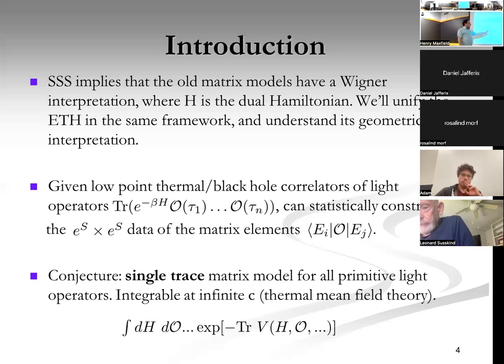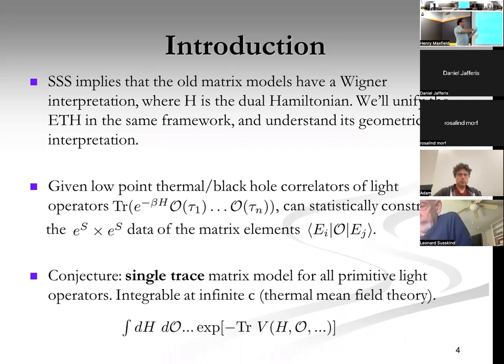So in the holographic case, it looks like a single trace matrix model for all of the primitive light operators, including the stress energy tensor, which is the Hamiltonian. And instead of being Gaussian at infinite C, where the answers look like thermal mean field theory. By thermal mean field theory, I mean that the thermal correlator is factorized into 1 and 2 point functions, and then you sum over all Wick contractions. The matrix model, which gives you thermal mean field theory, is very non-Gaussian, including for the operator O, but it will be integrable, although not Gaussian, in a very specific sense that I'll explain.